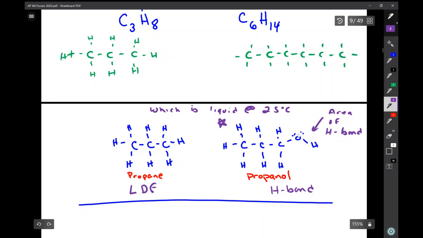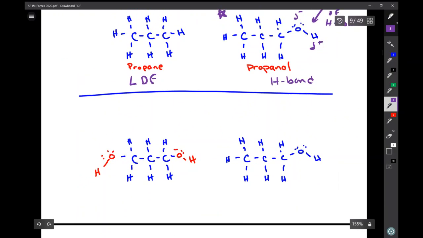Here, you have a very strong negative end, pulling those electrons from the carbon and the hydrogen. So you have a negative end here and a positive end there. That negative end makes it a little bit stronger when it comes to intermolecular forces. So propanol is a liquid at room temperature because of that hydrogen bonding area, and it has nothing to do with size. Sometimes you get the idea that propanol has a greater mass because of the extra oxygen. No, it's because of LDF versus hydrogen bonding.